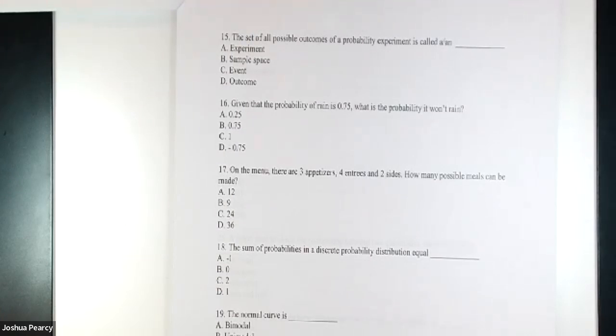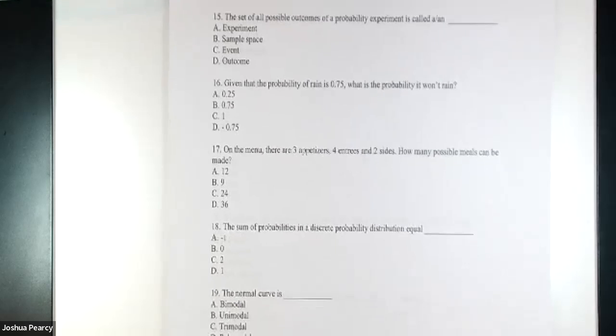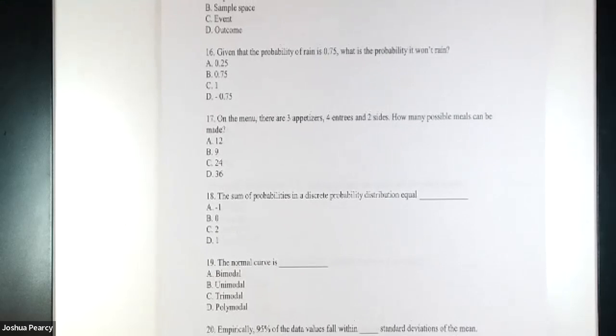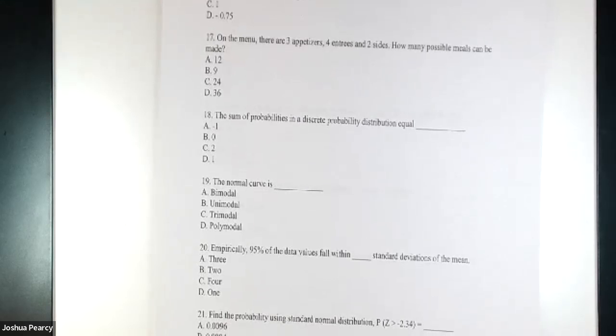On the menu, there are 3 appetizers, 4 entrees, and 2 sides. How many possible meals can be made? 24, is multiply. The sum of the probabilities in a discrete probability distribution has to equal what? 1. If you give me 2, that's kind of funny. Or if you give me -1, that's kind of funny.